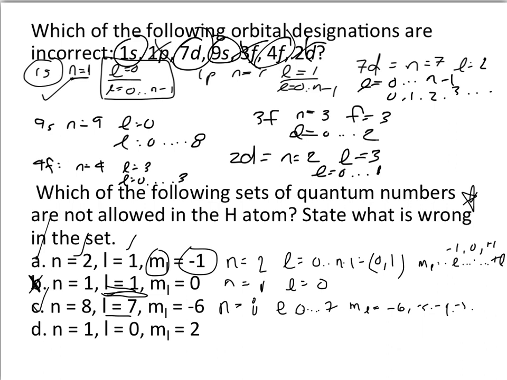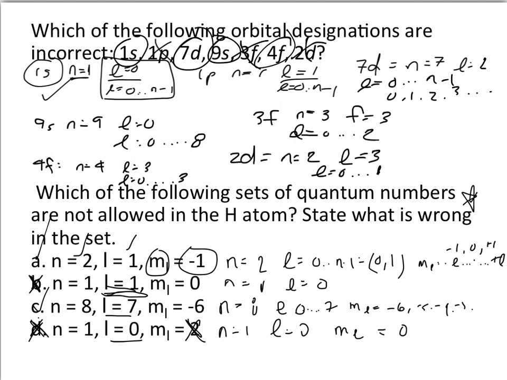And then D, if we look at D, n equals 1. L in this case equals everything from 0 to n minus 1, which would be 0. So our L value that we have so far is acceptable. Now our m sub L value, remember, is negative L to 0 to positive L. In this case, though, we only have 0 because that's the only L value that we have. So this set right here is incorrect because the m sub L value is not acceptable.